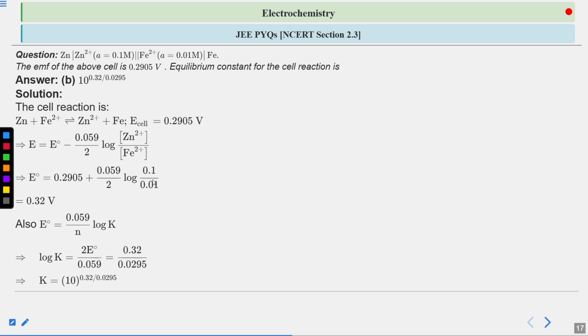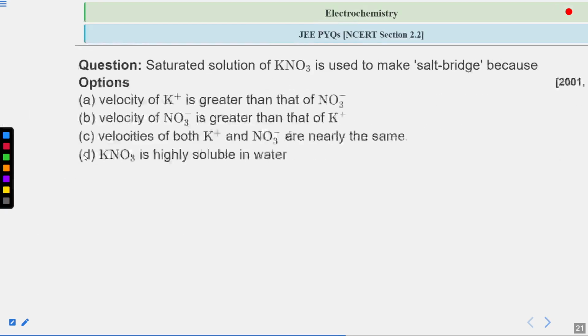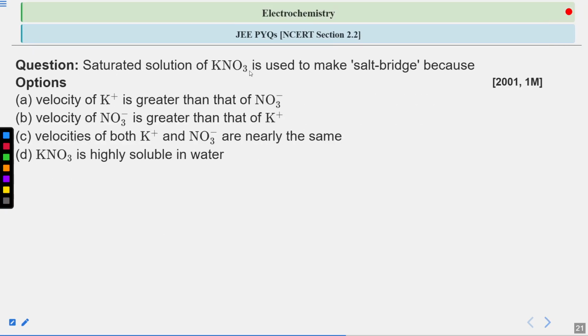Okay, moving on to our next question. Now, this is a JEE PYQ covering NCERT section 2.2. The question says that a saturated solution of KNO3 is used to make the salt bridge. You have to tell why we use the saturated solution of KNO3 to make the salt bridge in the cell.